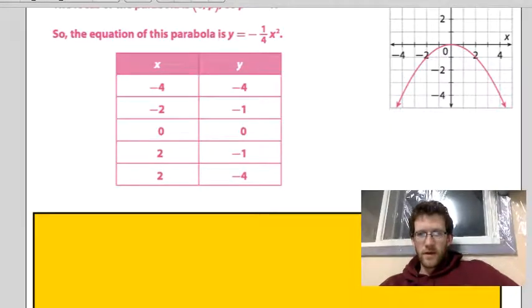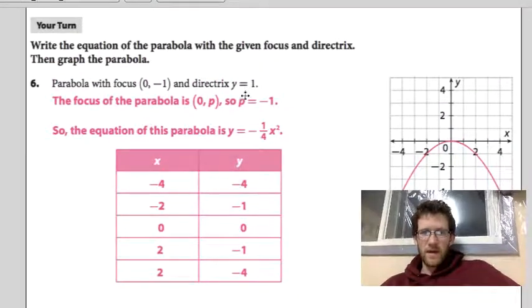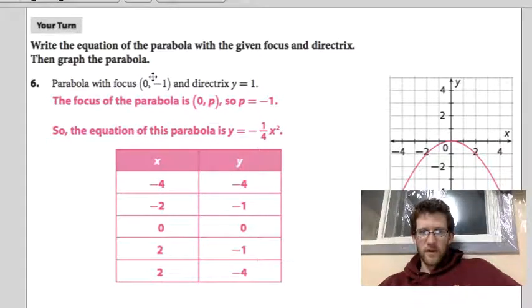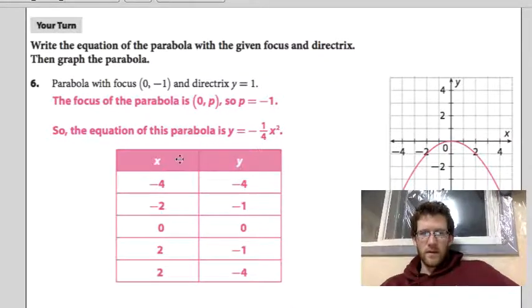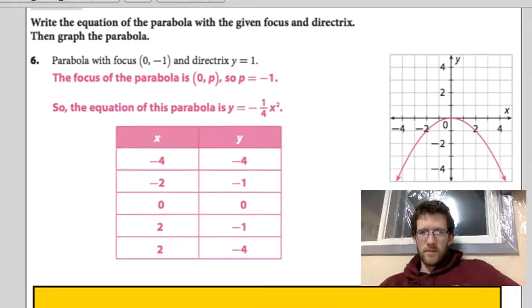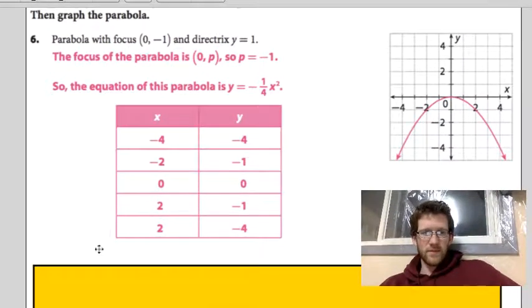Okay, hopefully you got something similar with p equaling -1, because that's the value here, essentially. But again, we can double check by graphing it. We see that the average of the directrix and the y value of the focus is 0, so the vertex is here at the origin. We can plug in x values, get y values, and get a nice little graph with this parabola facing down.